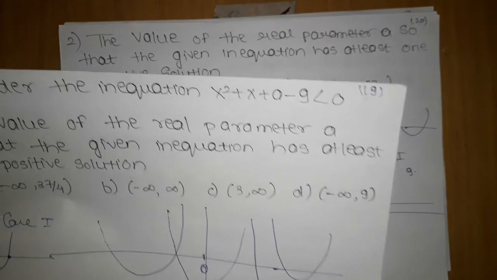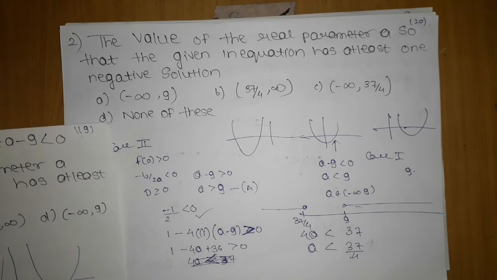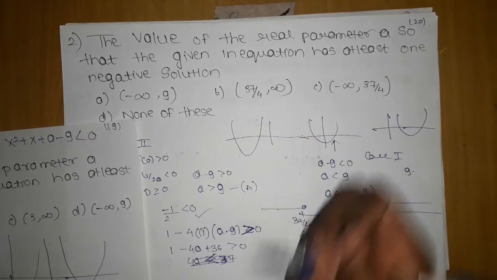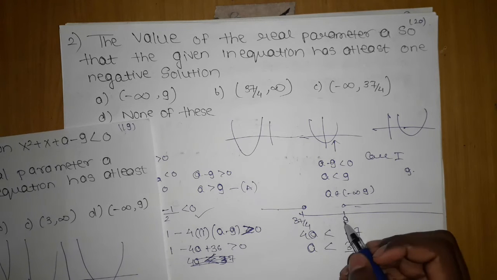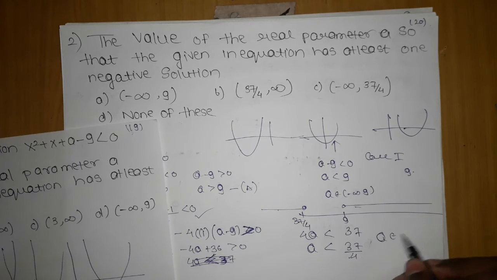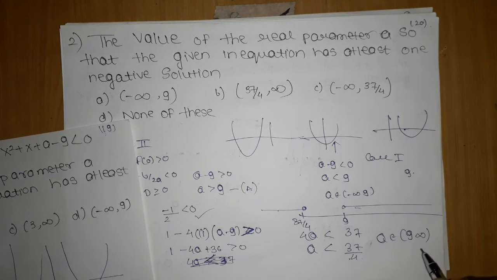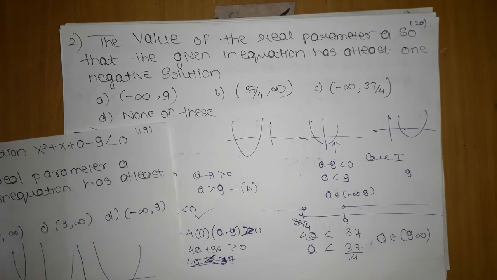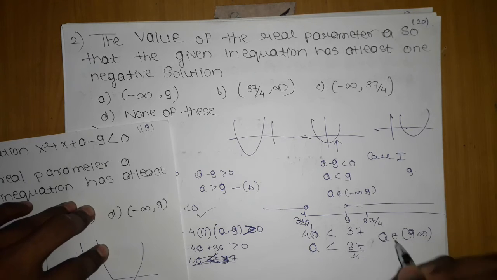A minus 9 should be less than... So D should be less than 0. Minus b by 37 by 4, we are getting this. A belongs to 9 to infinity. Oh sorry, listen, 37 by 4 is greater than 9. Okay, 37 by 4 is this stuff.